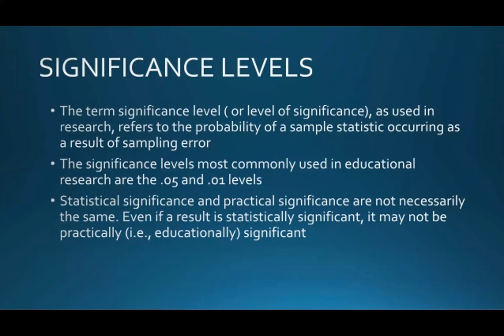Next come the significance levels. The term significance level, or level of significance, as used in research, refers to the probability of a sample statistic occurring as a result of sampling error. The significance levels most commonly used in educational research are the 0.05 and 0.01 levels. Statistical significance and practical significance are not necessarily the same. Even if a result is statistically significant, it may not be practically significant.